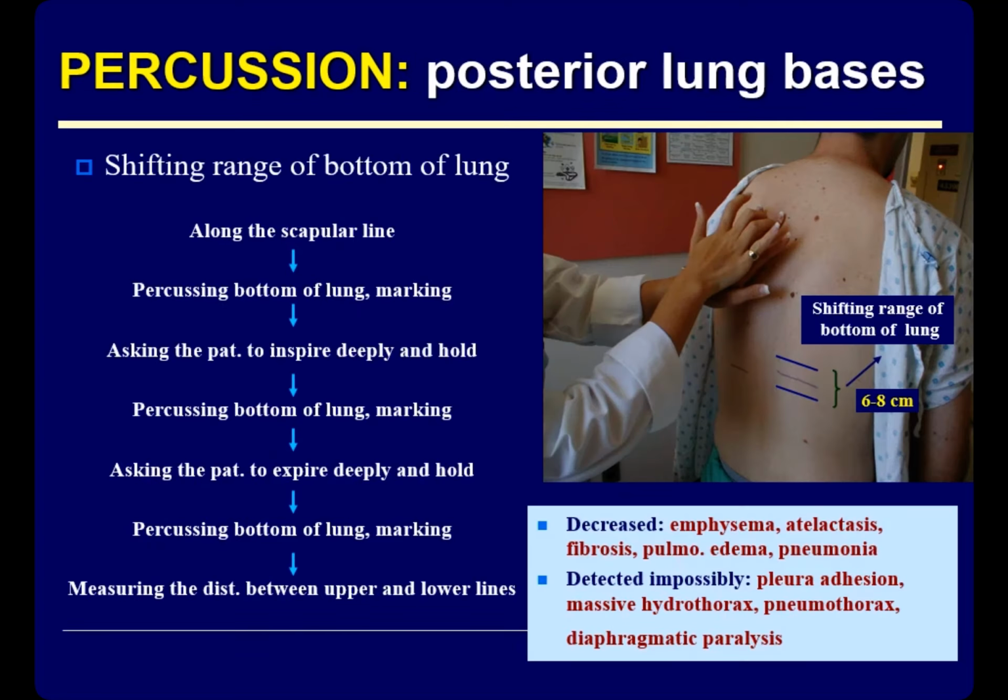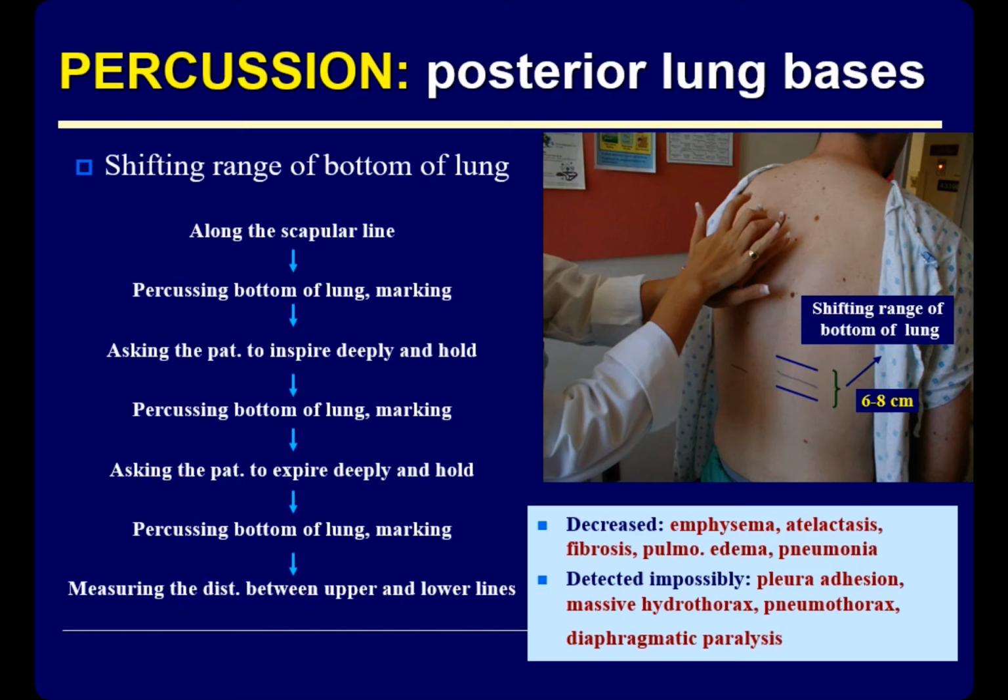The posterior lung base percussion is aimed to assess the shifting range of the bottom of the lung. It also indicates expansion. The process is along the scapular line: first percuss the bottom of the lung and mark it, then ask the patient to inspire deeply and hold, percuss the bottom of the lung, and mark again, then ask the patient to exhale fully and hold, percuss the bottom of the lung and mark.